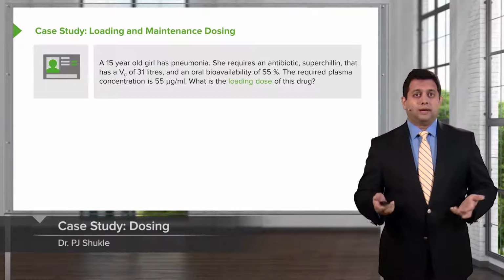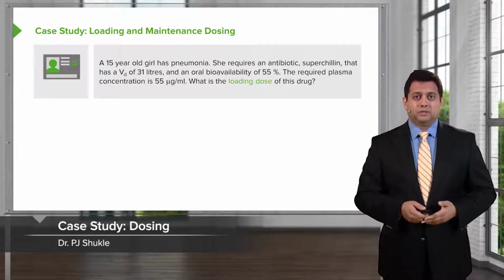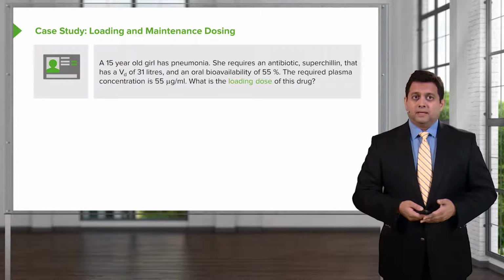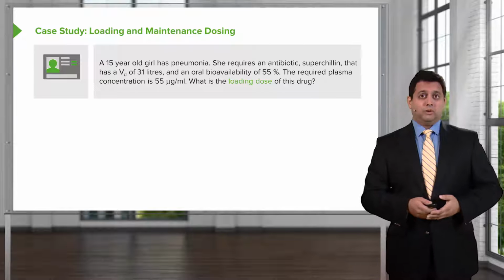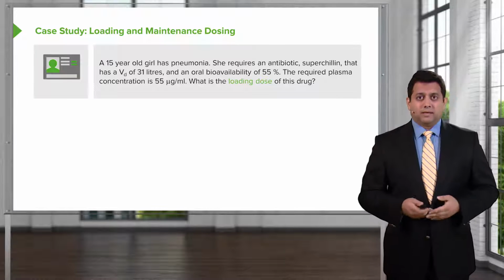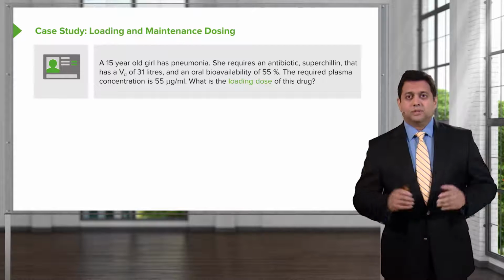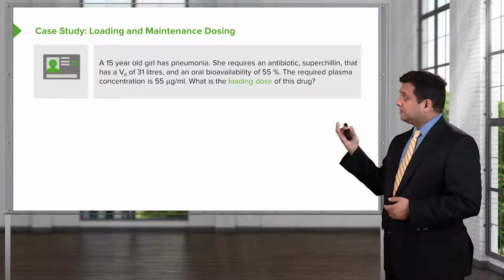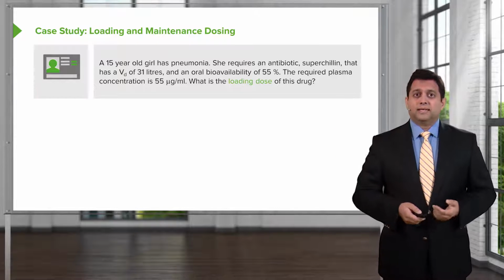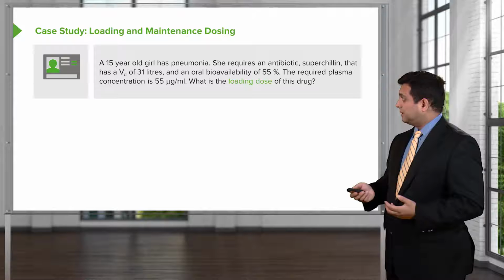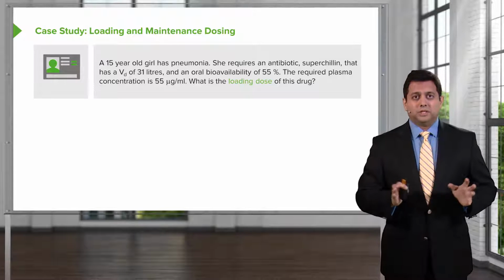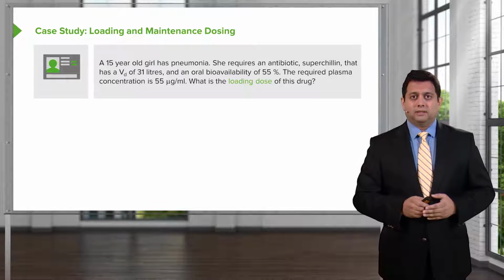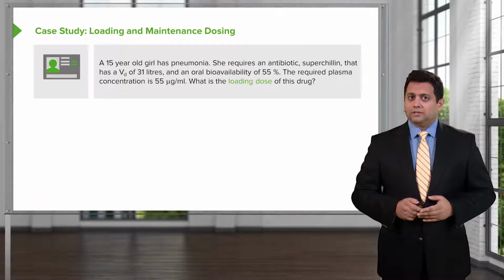Let's use bioavailability and volume of distribution to calculate dosing. Here's a case study of a 15-year-old woman who has pneumonia. She requires an antibiotic called Supercillin, which of course doesn't exist. It has a volume of distribution of 31 liters and has an oral bioavailability of about 55%. The required plasma concentration is 55 micrograms per milliliter. What is the loading dose?